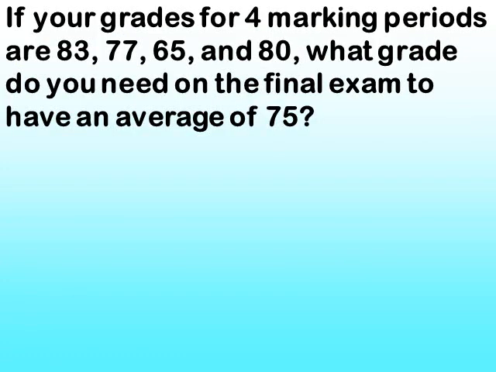At the end of the year, students often try to calculate what they need to achieve on the Algebra Regents exam in order to receive a particular grade in the course. For example, if you needed a 75 in the algebra course and you had 4 marking period grades of 83, 77, 65, and 80, and your final exam was counted equivalently to the 4 marking periods, you can calculate what you need to get on that exam in order to achieve this 75 grade.